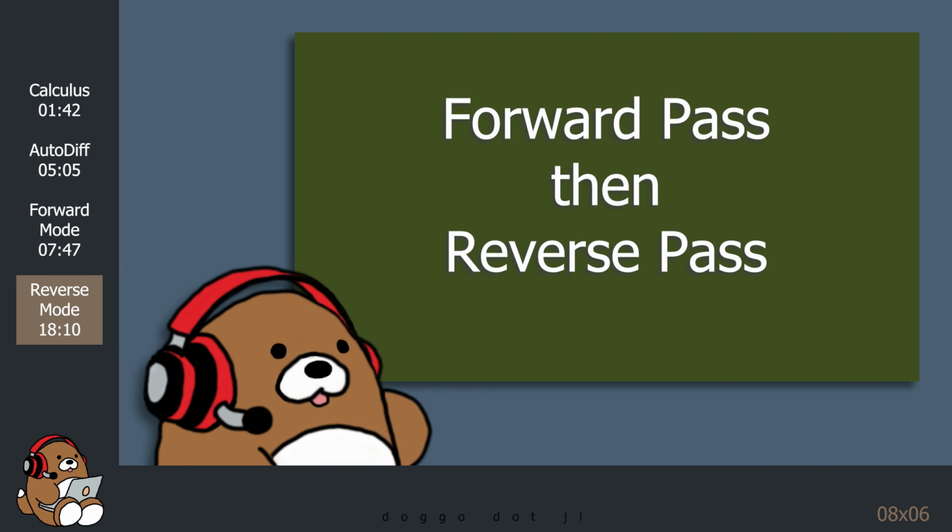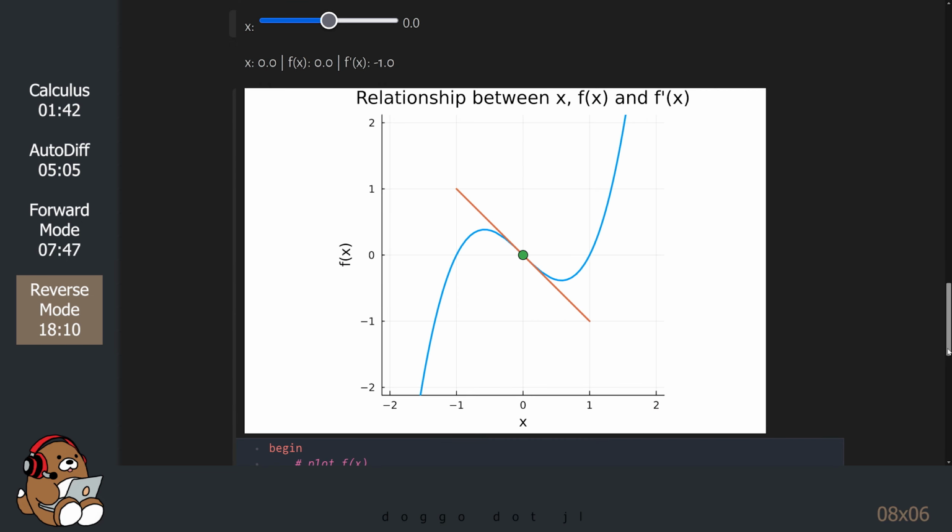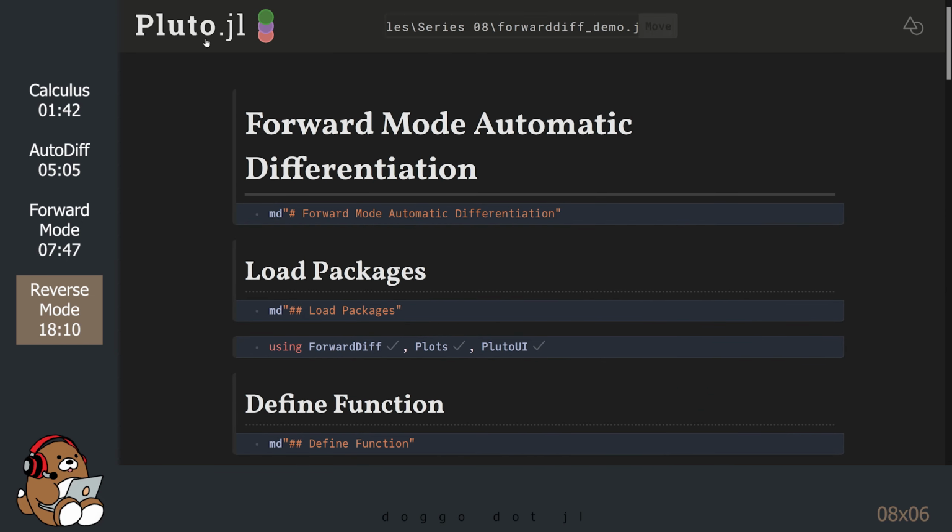In reverse mode, there are two passes in the automatic differentiation process. The first pass is a forward pass, and then the second pass is the reverse pass. Without getting into the details of how this works, it's this reverse pass which gives reverse mode automatic differentiation the ability to tackle more complex problems. To see this in action, let's create another Pluto notebook.